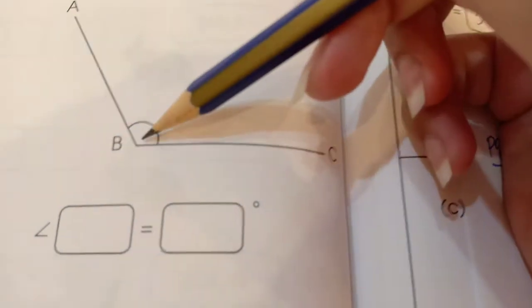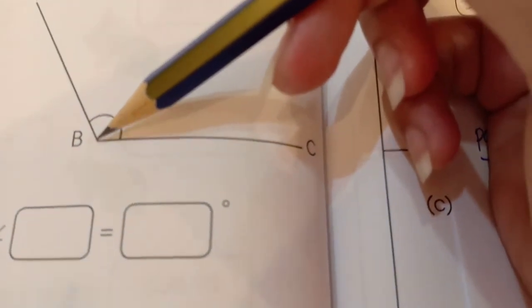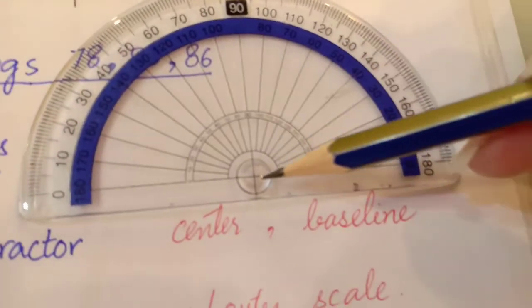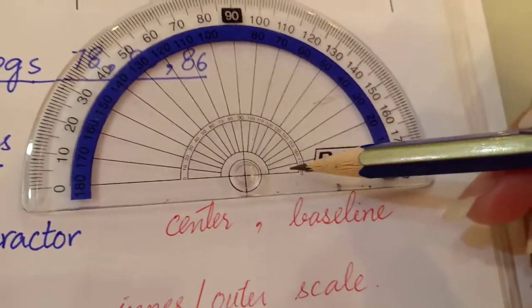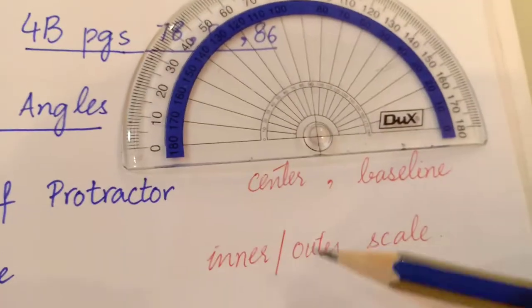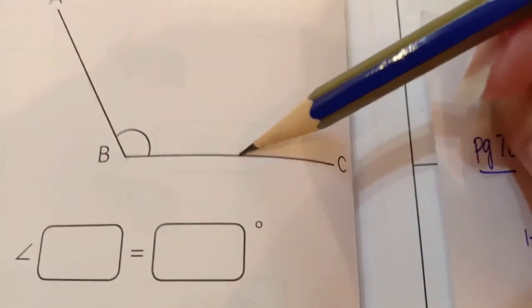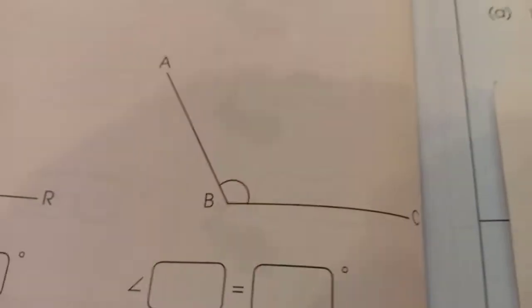For example, this is the meeting point of the angles where the angle is formed by the meeting of this and this line. So the center of the D should be at the central point of the angle, the meeting point of the lines to form an angle. So this center should be exactly on the meeting point, and the baseline of the D should be on the baseline of the angles drawn or formed.